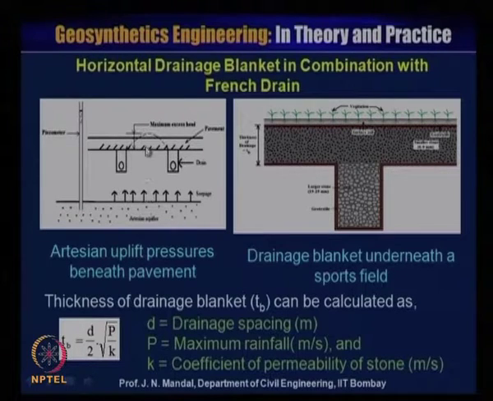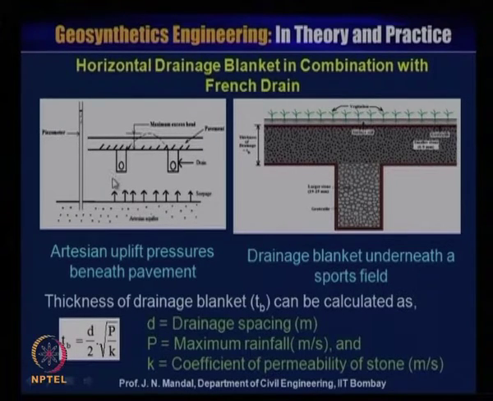So, artesian uplift pressure beneath the pavement. Here is the maximum excess head. If the pavement is here, due to the artesian uplift pressure beneath the pavement, you can see that the water level goes on increasing and goes beyond the pavement. So, water will be stagnant here. You can see here the prismatic section.